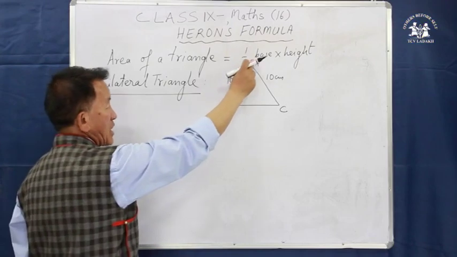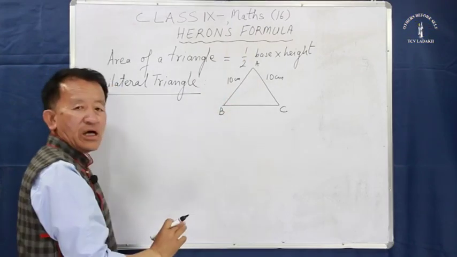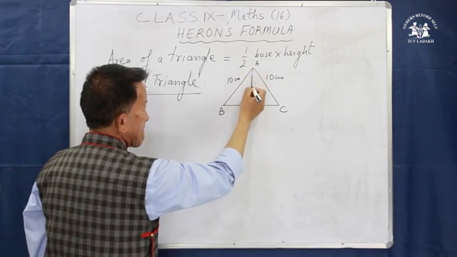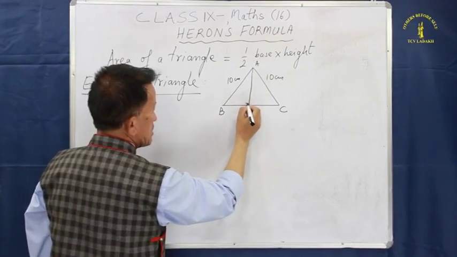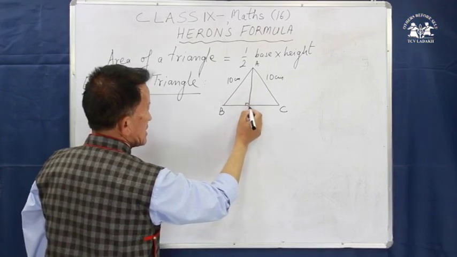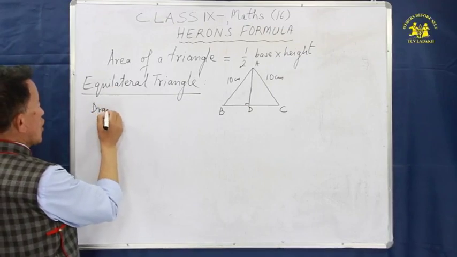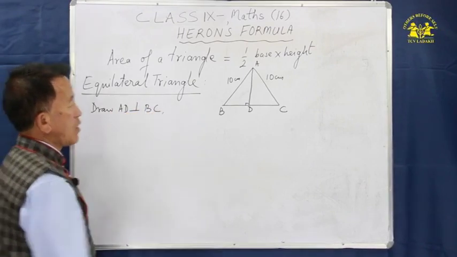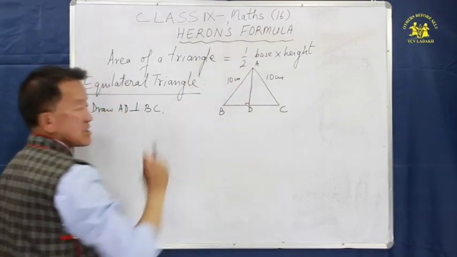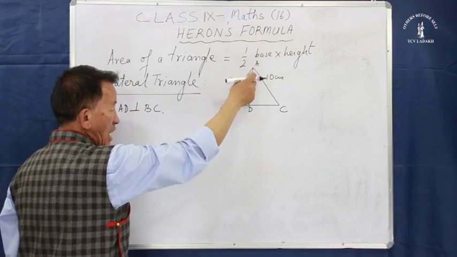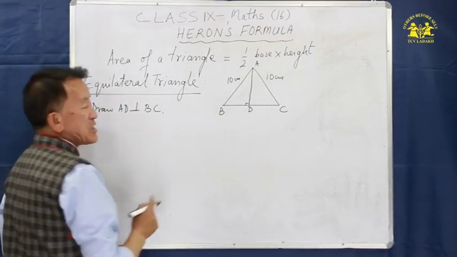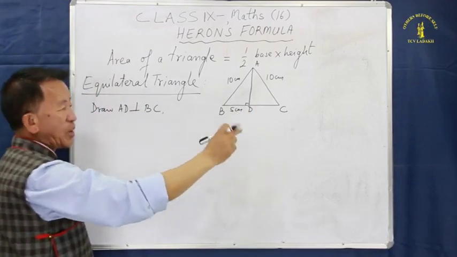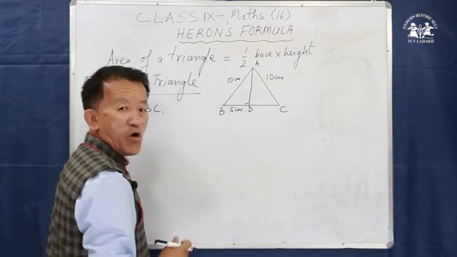Equilateral triangle, let's say triangle ABC in which all the sides are equal. So what we do is from A draw a line perpendicular to the base BC. Let's say AD is drawn, AD perpendicular to BC. Now, since triangle ABC is an equilateral triangle, this perpendicular line will bisect side BC. So it will divide BC into 2 equal parts. BD is 5 centimeter, DC is also 5 centimeter.